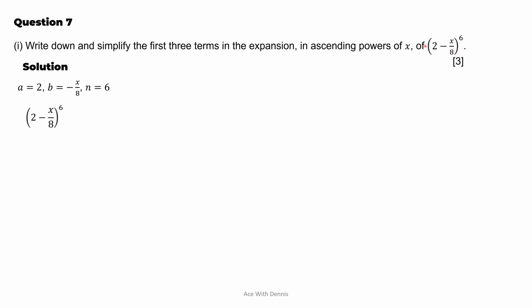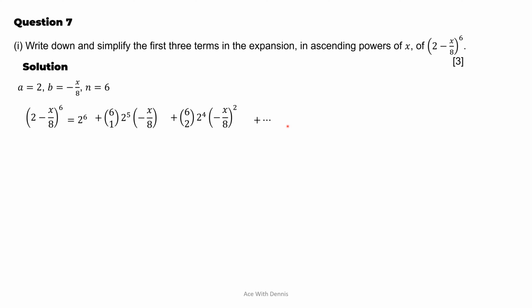Next, we can apply the binomial expansion formula to expand this expression. So (2 minus x over 8) to the power 6 equals 2 to the power 6, plus 6 choose 1 times 2 to the power 5 times negative x over 8, plus 6 choose 2 times 2 to the power 4 times (negative x over 8) squared, and so on.